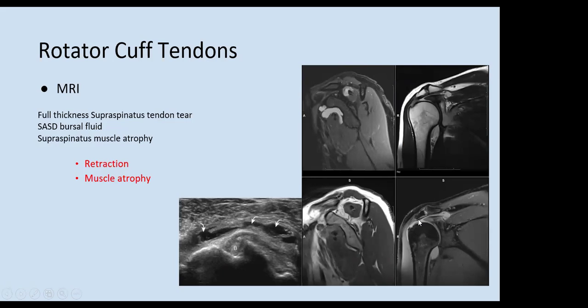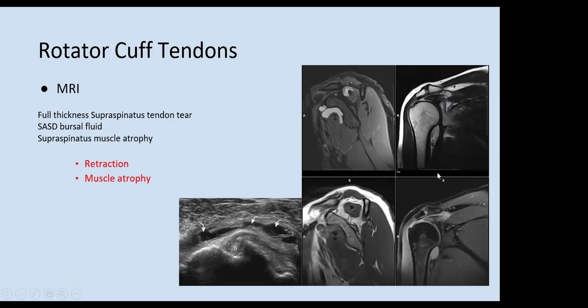And these are the surgical implications for these patients. When surgeons decide to do supraspinatus tendon repair, they would want to know how much retraction there is. They want to know how much atrophy there is. And another indirect sign of full thickness tear of the rotator cuff tendons is fluid leak from the joint into the subacromial subdeltoid bursa.